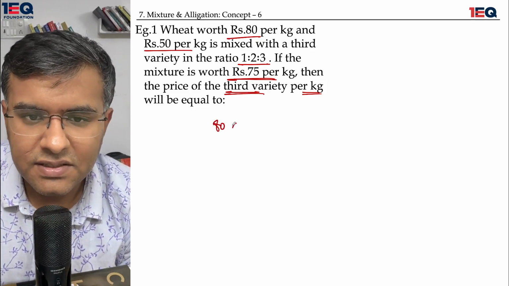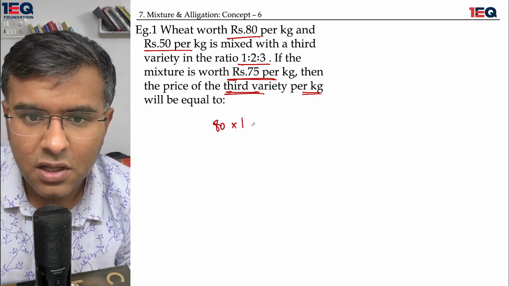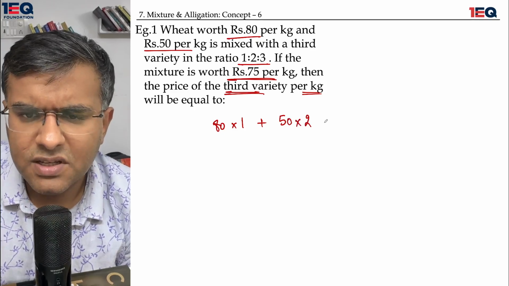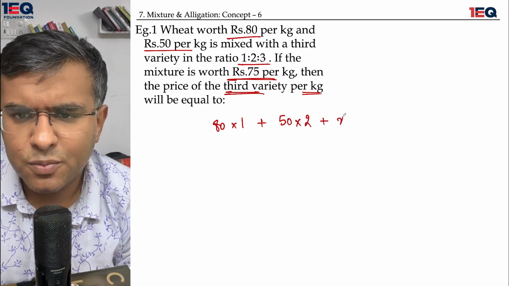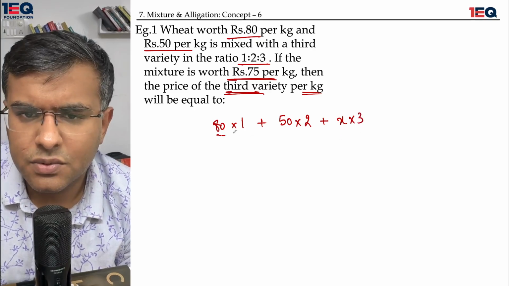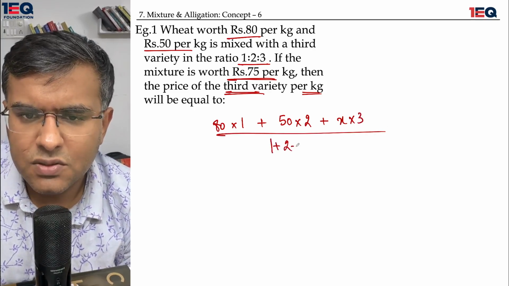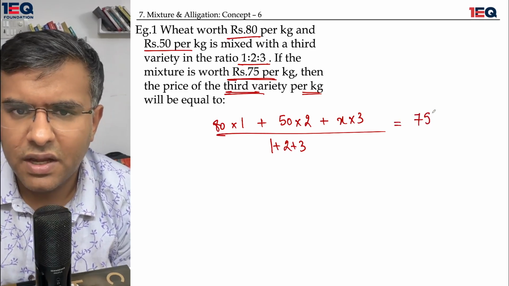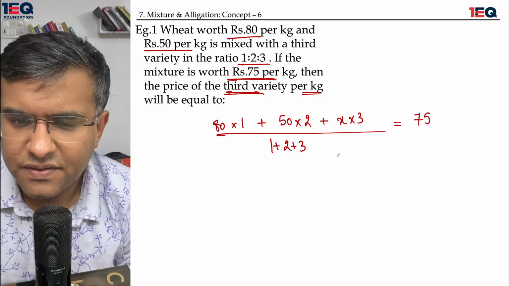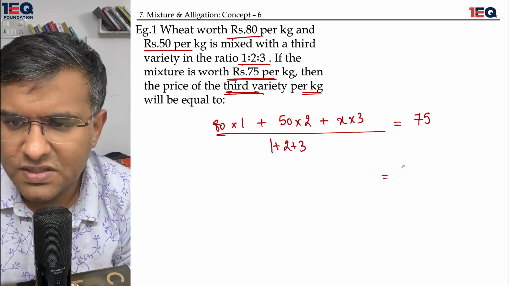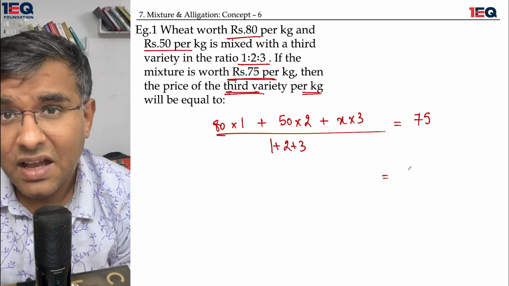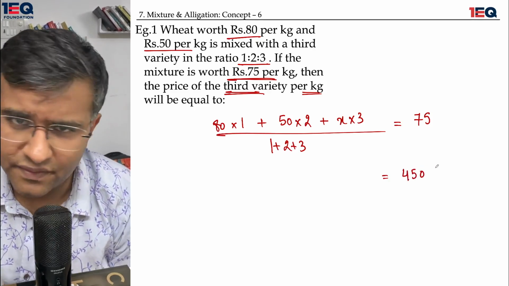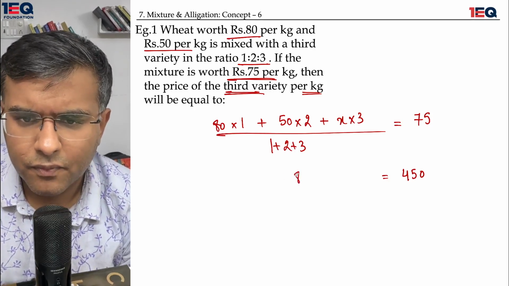For 80 rupees per kg, 1 unit is being used. For 50 rupees per kg, 2 units are being used, and for x rupees per kg, 3 units are being used. A total of 1 plus 2 plus 3 units are being used, and the final variety which comes out is 75 rupees per kg. So 75 is multiplied by 1 plus 2 plus 3, which makes it 6. 75 into 6, 7 sixes are 42, so this is 450.